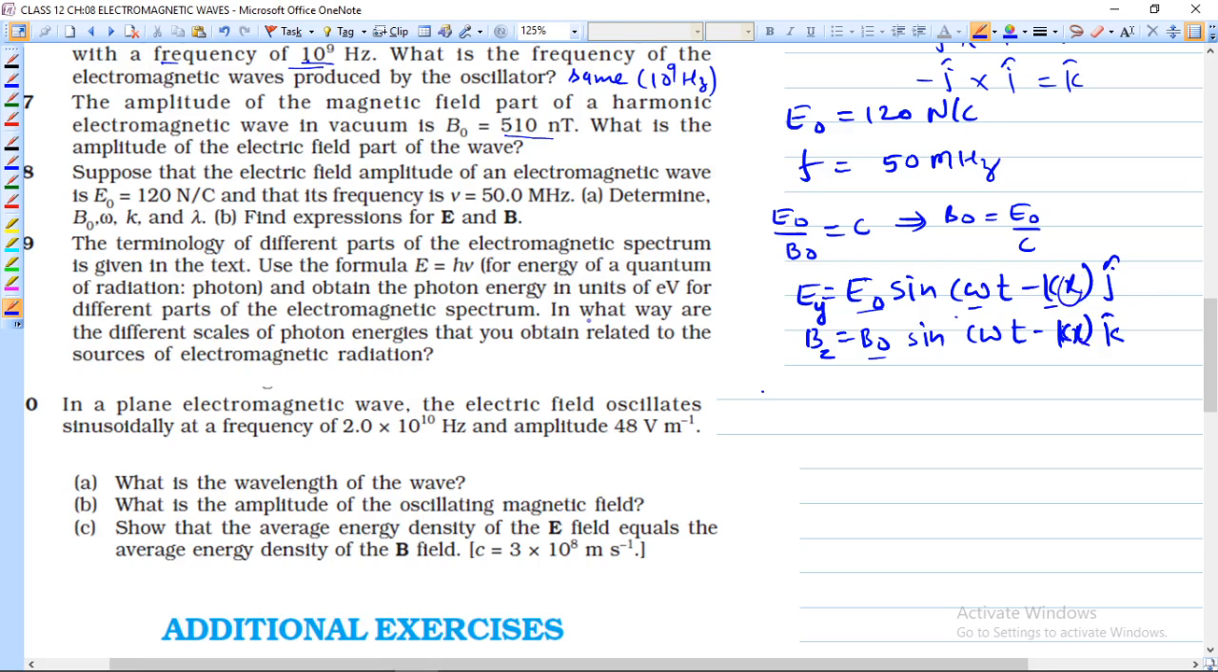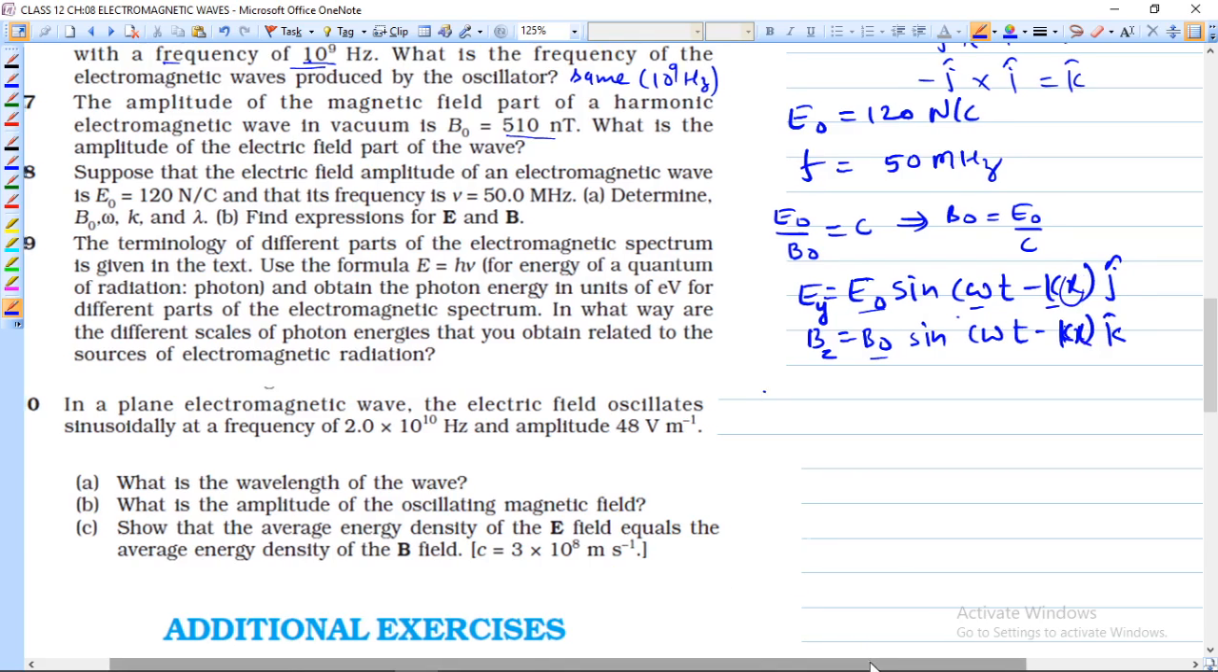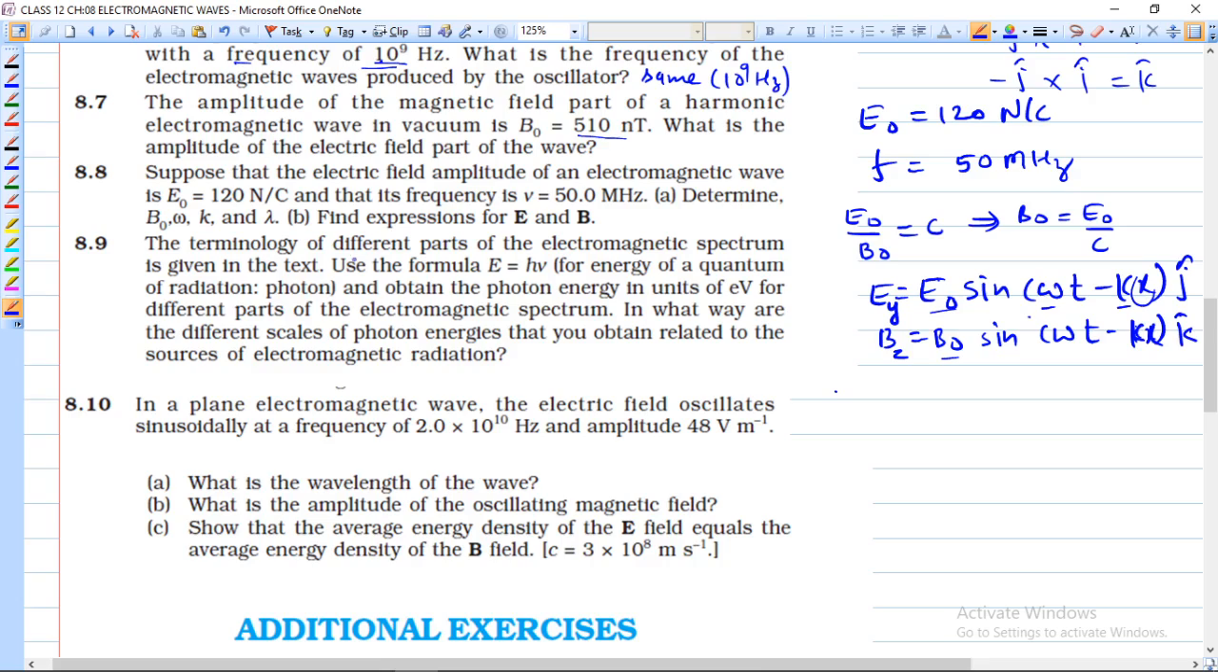Now, which example do we have to solve? 8.9. The terminology of different parts of the electromagnetic spectrum given in the text. Use the formula E = hf, h nu. I think you have come across this formula in chemistry also, for the energy of the quantum of radiation, the photon, and obtain the photon energy in units of eV for different parts of the electromagnetic spectrum. In what way are the different scales of the photon energies that you obtain related to the source of electromagnetic radiation?